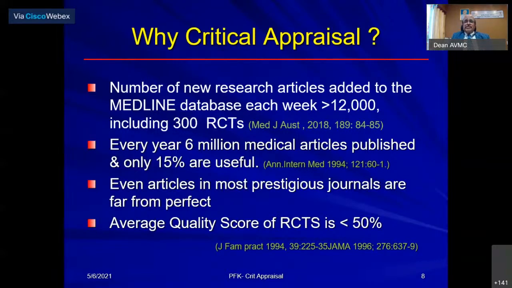These are all the numbers. 6 million articles are published every day. On an average, every journal publishes 70 articles per day. There are about 5,000 or 6,000 journals. Those kinds of statistics are available.